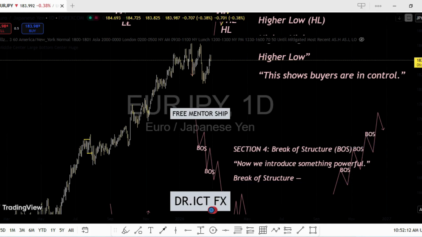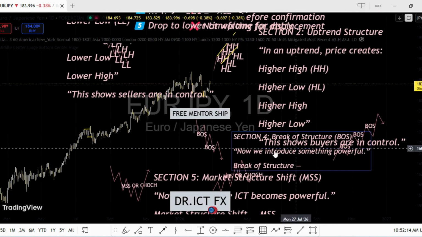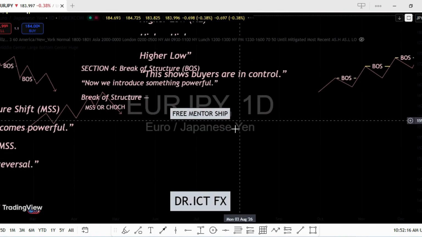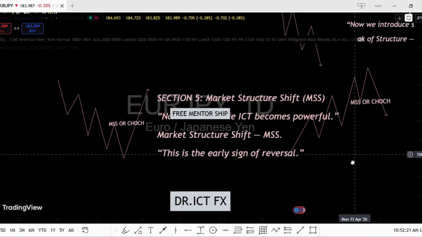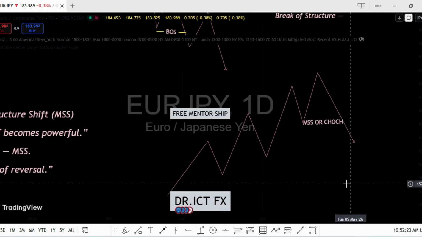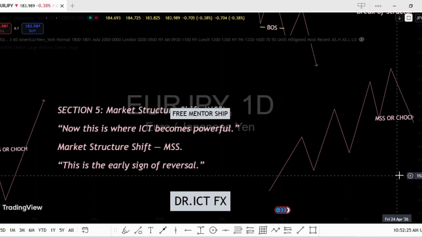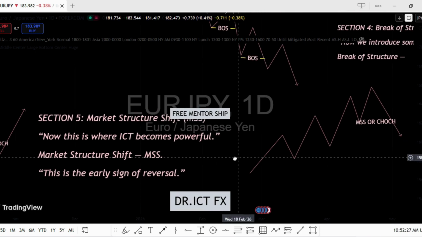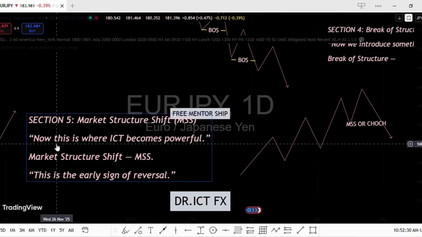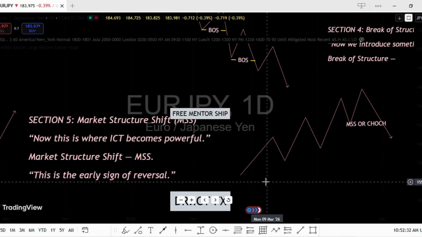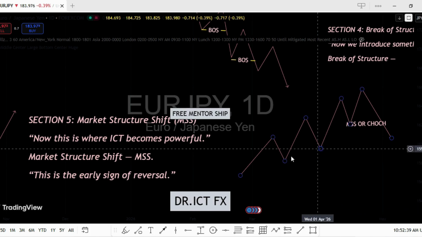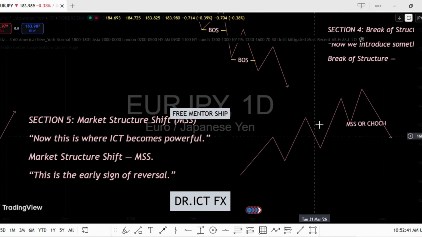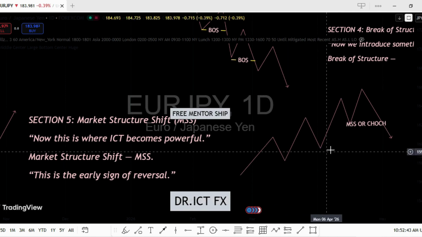So to continue to another concept, which is market structure shift. Market structure shift is shown here. So what do we call the market structure shift? What do I mean by market structure shift? Remember, we said we have two trends. This is an uptrend.